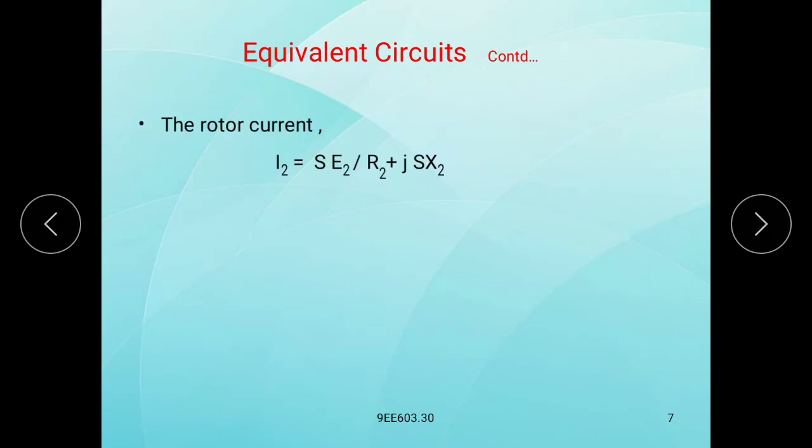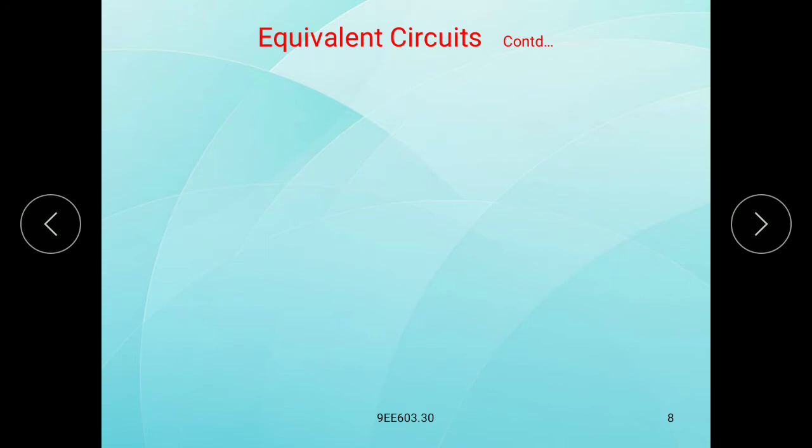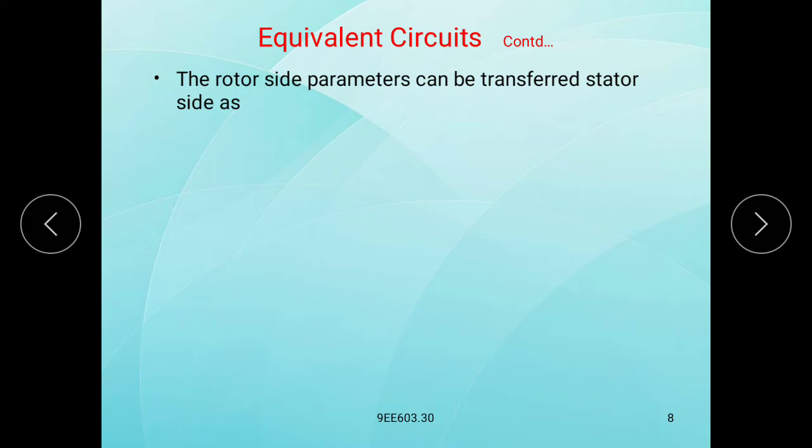Here the rotor current I2 = S E2/(R2 + jS X2). Now dividing numerator and denominator by S, then I2 = E2/(R2/S + jX2). In the equivalent circuit, the rotor side parameters can be transferred to the stator side as R2 dash = R2/K², X2 dash = X2/K², RL dash = RL/K².